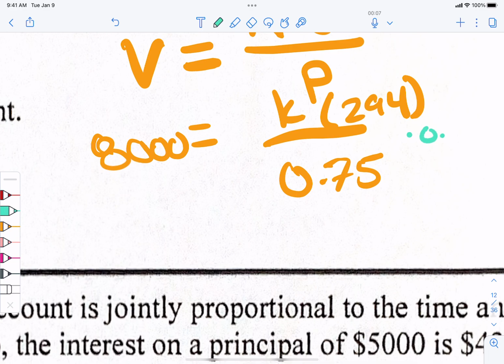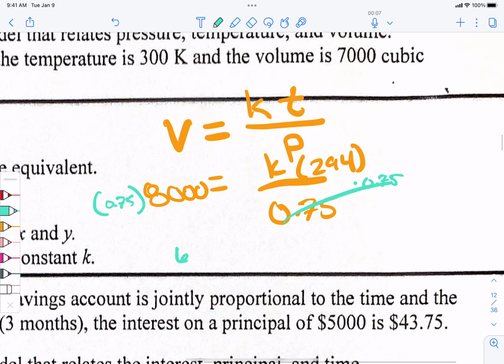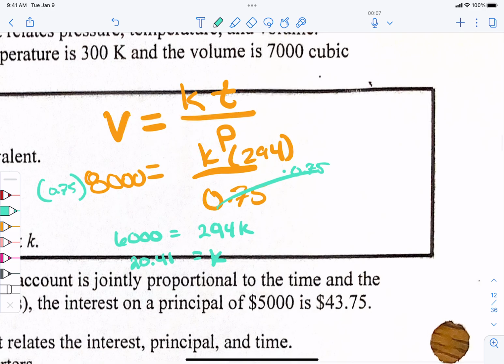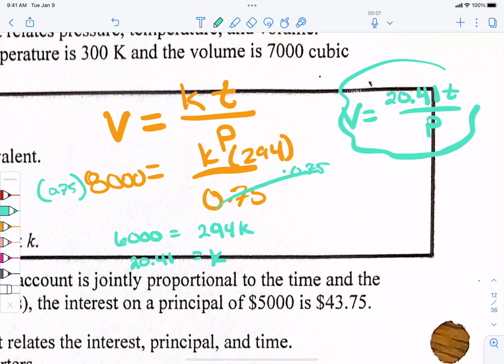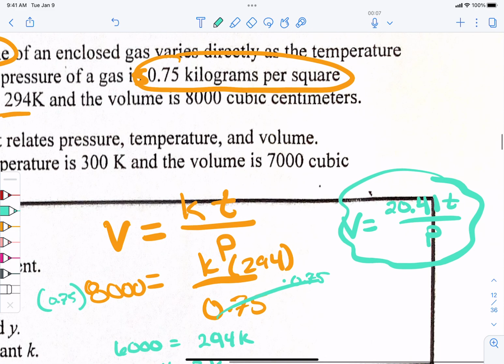So 8,000 times 0.75. What is 75% or 3/4 of 8,000? 6,000. 6,000 equals 294K. If you divide, K is 20.41. So my mathematical model is V equals 20.41 times T over P. This is my mathematical model. I've plugged my K back in.